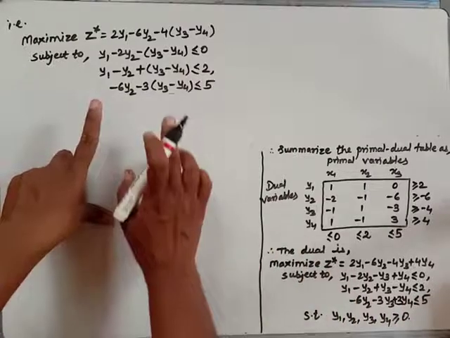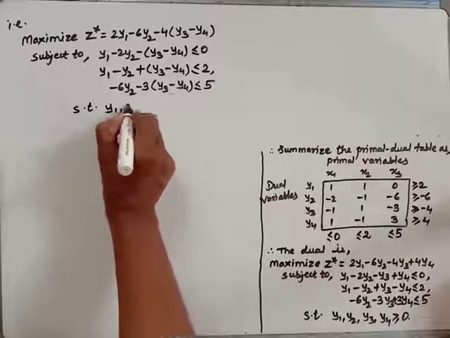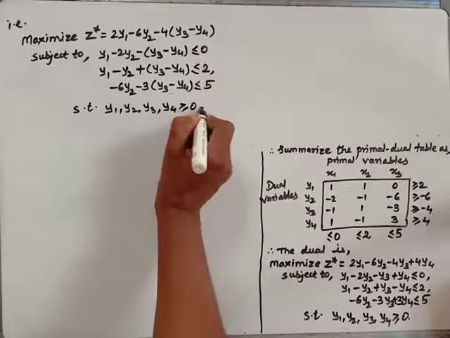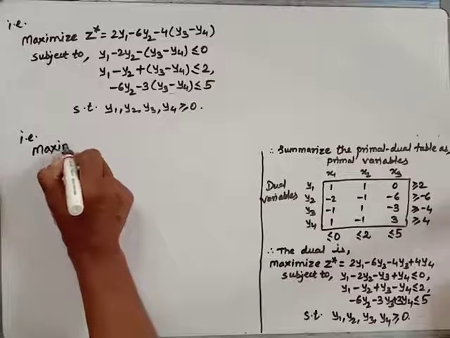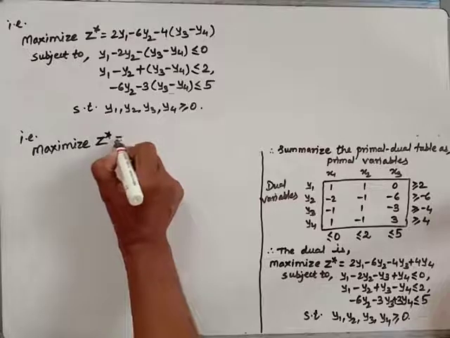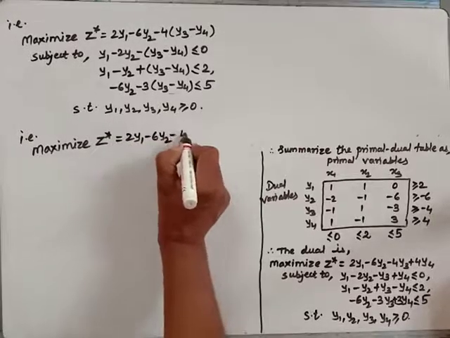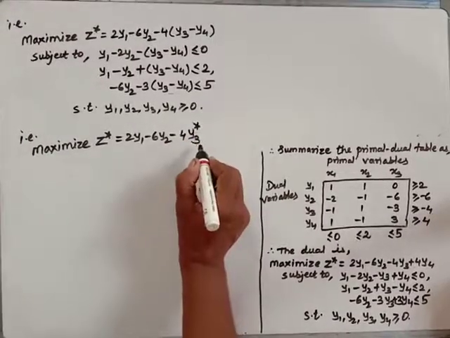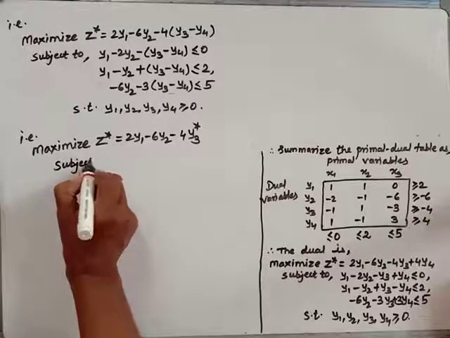Okay. Now look at this one, such that y1, y2, y3, y4 greater equal 0. Again this can be written as maximize z star equal to 2y1 minus 6y2 minus 4, let me write y3 star. You are familiar with this notation. What does it mean? It is an unrestricted variable.